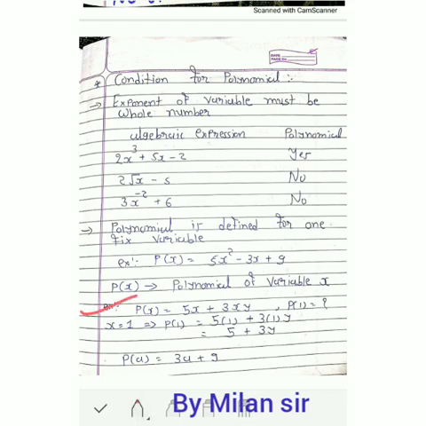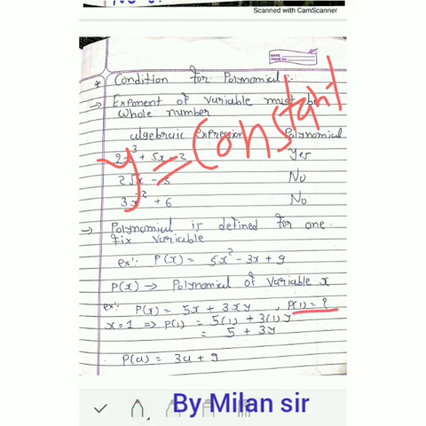Example: p of x, that means polynomial of variable x, is equal to 5x plus 3xy, and find p of 1. Now if you look carefully, two variables are present, x and y. But we define the polynomial for the variable x only. So for this example, we can consider y as a constant.